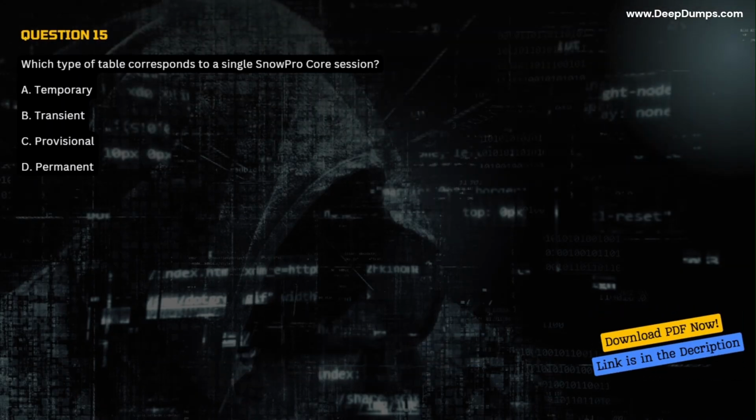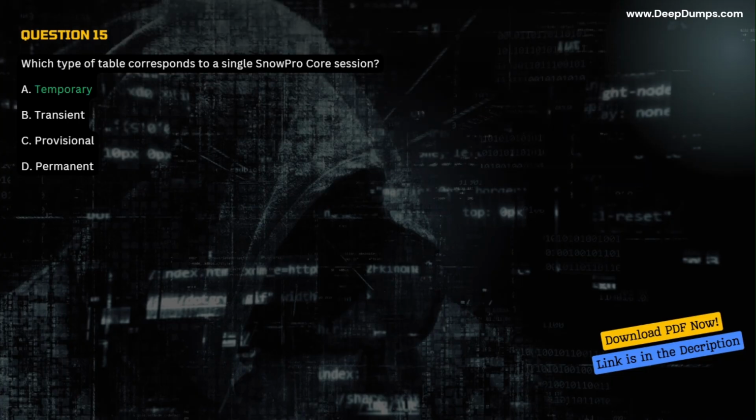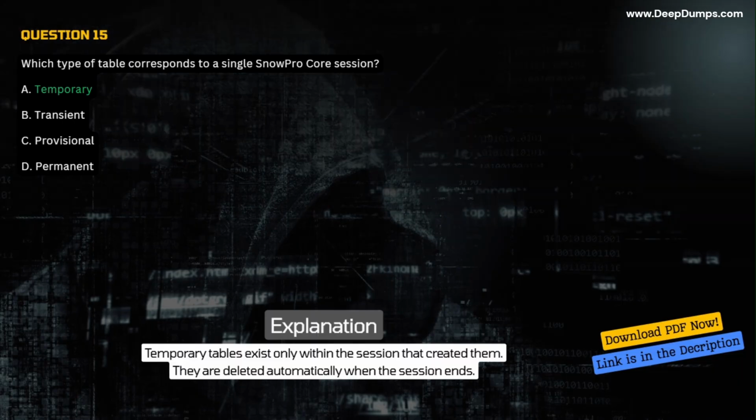Question 15. Which type of table corresponds to a single Snowflake session? A. Temporary. B. Transient. C. Provisional. D. Permanent. Correct answer A. Temporary. Explanation: Temporary tables exist only within the session that created them. They are deleted automatically when the session ends.